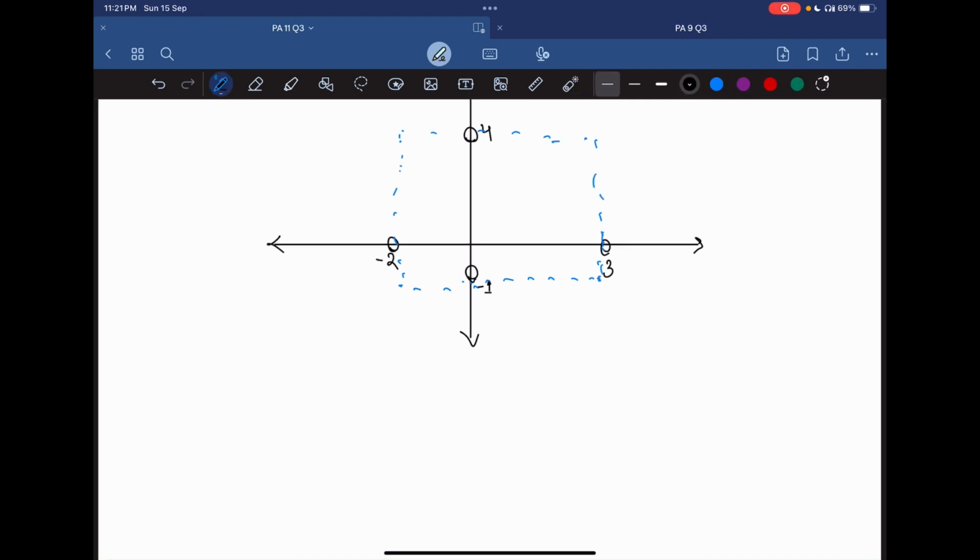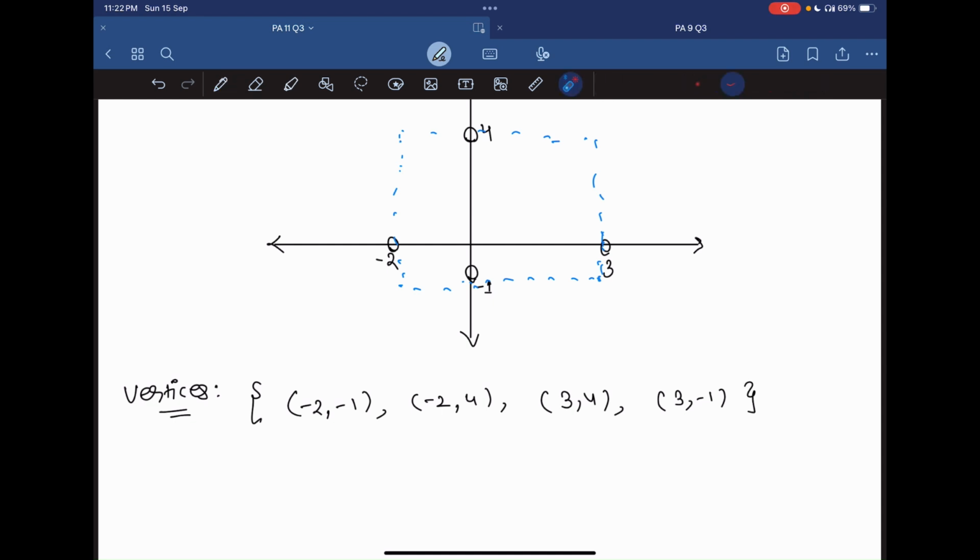So let's first note down the vertices. The vertex points are (-2, -1), (-2, 4), (3, 4), and (3, -1). So these are the vertex points. Now we will look at the edges. So let's first look at this edge. Here y is changing and x is constant. So the equation of the line would be x equal to -2.